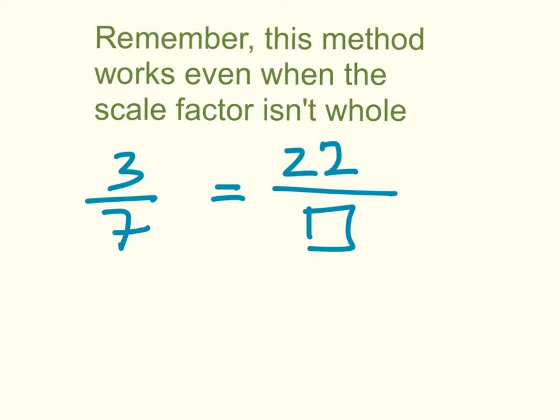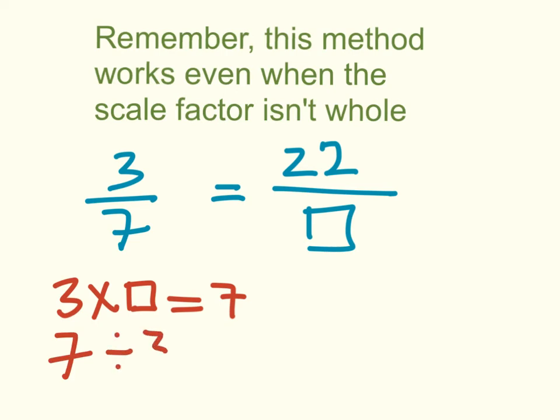So what we can do always here, though, is we know about our fact families. We know that 3 times something equals 7. We just know that something isn't a whole number. Using those fact family ideas, I should be able to take 7 divided by 3 to find that something. So if I take my denominator and divide by my numerator, I'm going to find out that something.